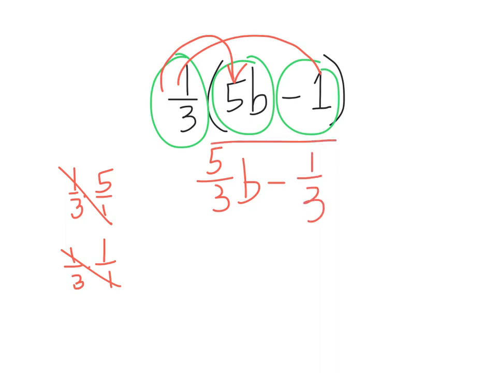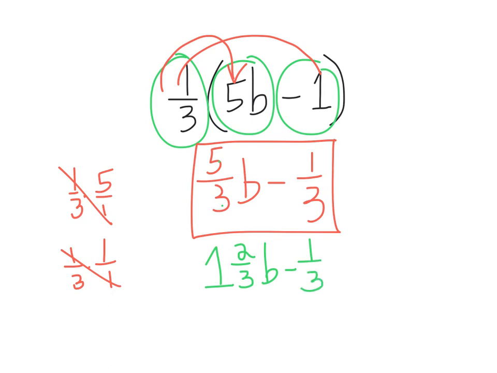And you could go ahead and leave your answer like that, or you can go 3 goes into 5 one whole time with 2 left over. B minus 1/3. That also could be correct, depending on how simplified we're going to simplify these.